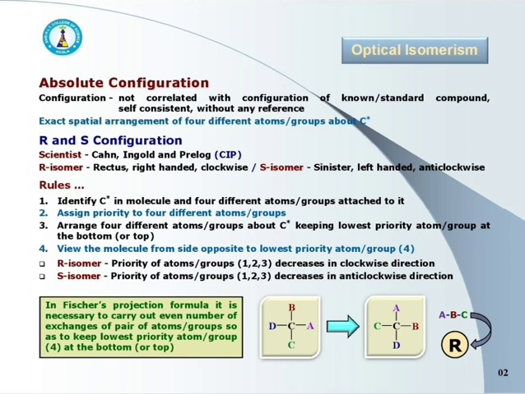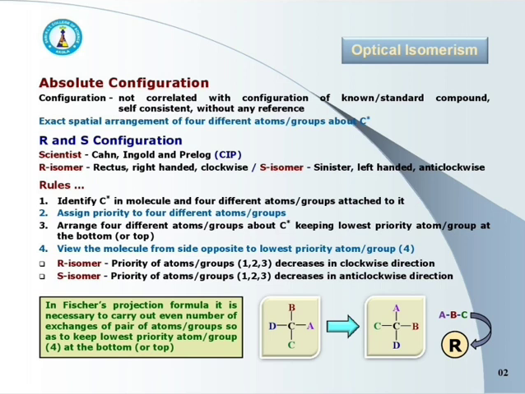Just remember, in the Fischer projection formula, it is necessary to carry out an even number of exchanges of pairs of atoms or groups so as to bring the lowest or fourth priority atom or group to the bottom.